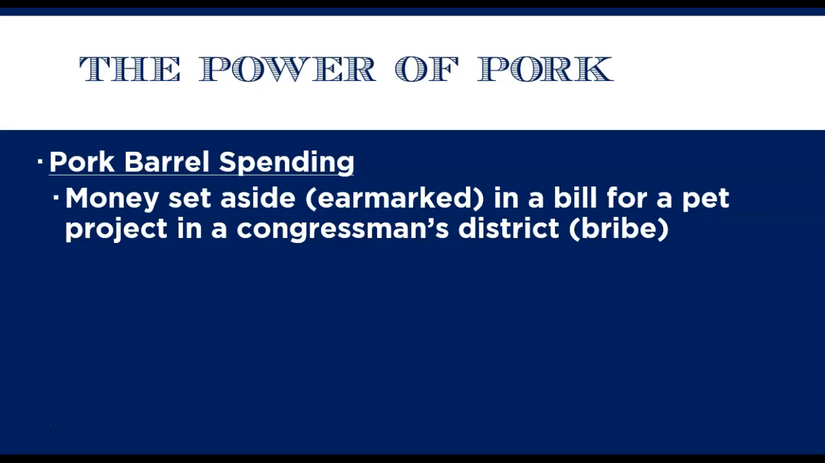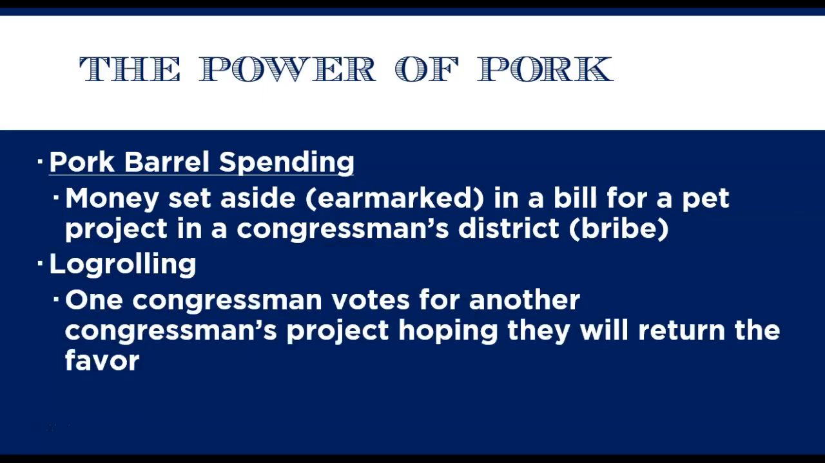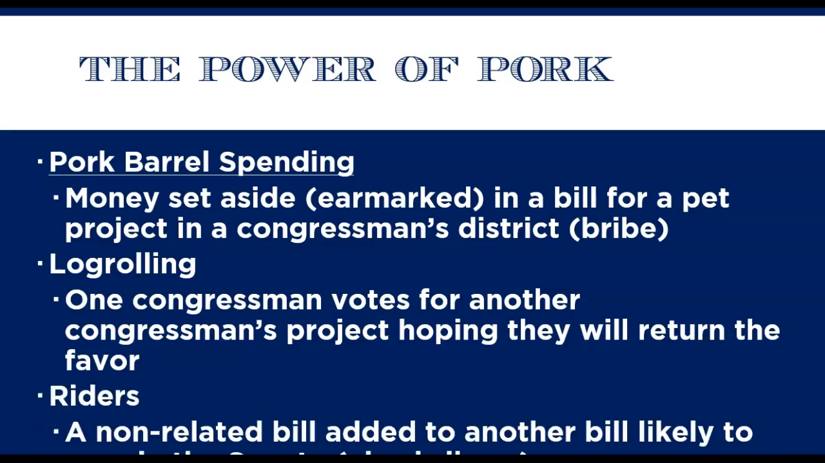I'll vote for that if you allow money to go in directly to Louisiana or something like that. So it's money that's put aside for a pet project for somebody to help them get people to vote for their bill so it'll pass through. The next thing is called log rolling. It's also kind of underhanded, where one congressman votes for another congressman's project, hoping they will do the same thing in return. And the last one is a rider.